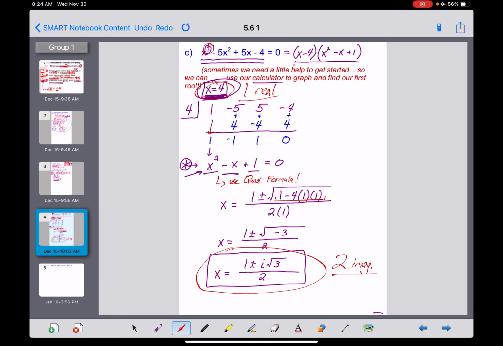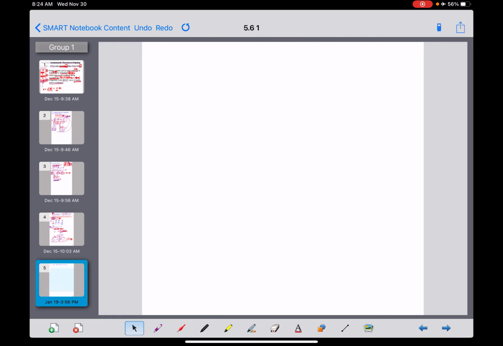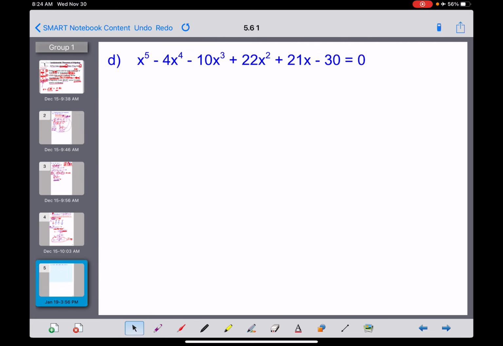And let's take a look now at example D. This is the last problem that we're going to do together, and this one's a doozy here, guys. So let's see what's going on with that. This is a, here we go, 1, 2, 3, 4, 5, 6 term quintic polynomial. Whew! This is about as bad as it gets here, everybody. We've never seen one this complex.